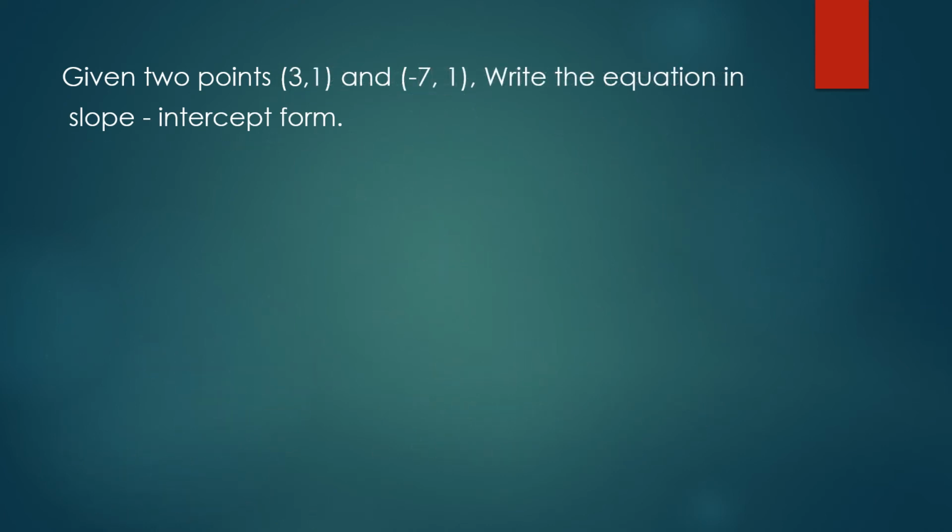Be the last problem in my model for y'all. Alright, so given 2 points, write the equation in slope-intercept form. So I'm going to label the points first. X sub 1, y sub 1, x sub 2, y sub 2.